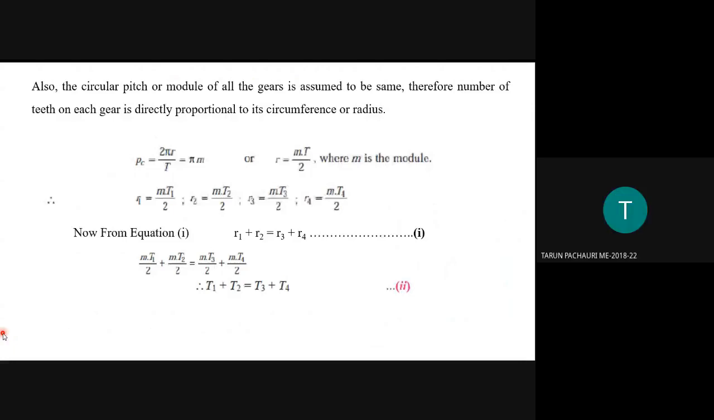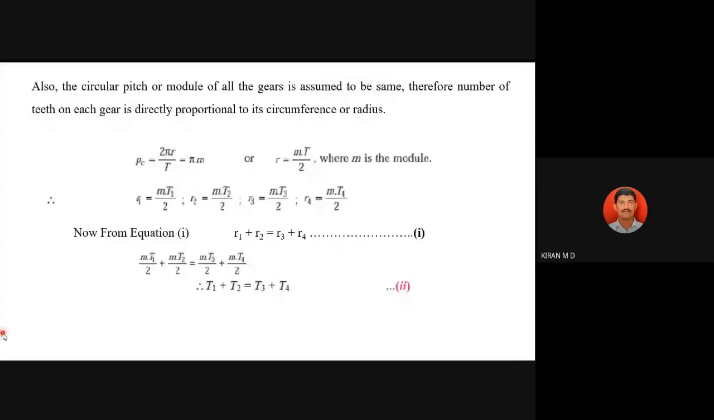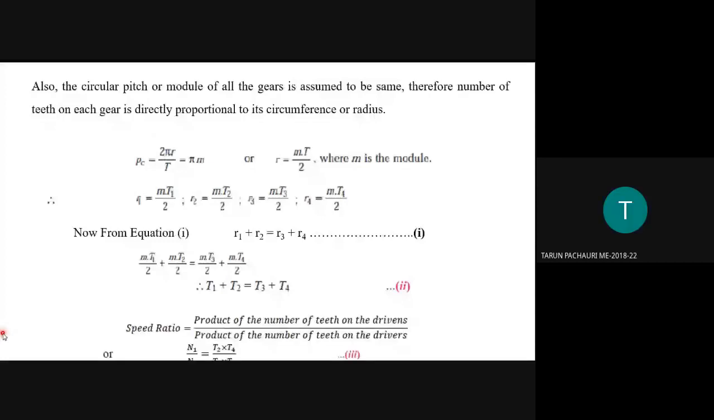So once again, can you explain reverted gear train? Is there any doubt? Shall I explain once again? Sorry, I didn't get the idea. I am not audible, what you are telling. Excuse me, sir, am I audible now? Yeah, please explain reverted gear train once more.